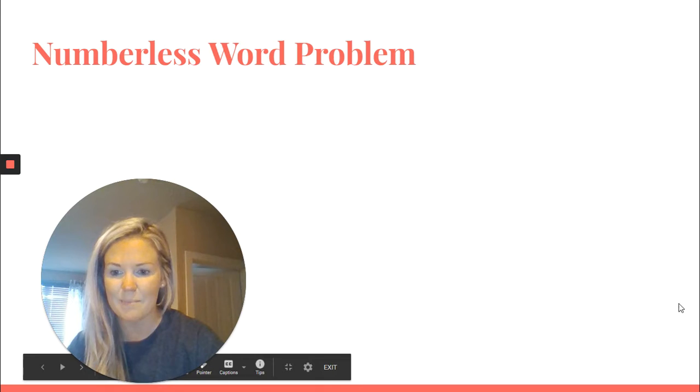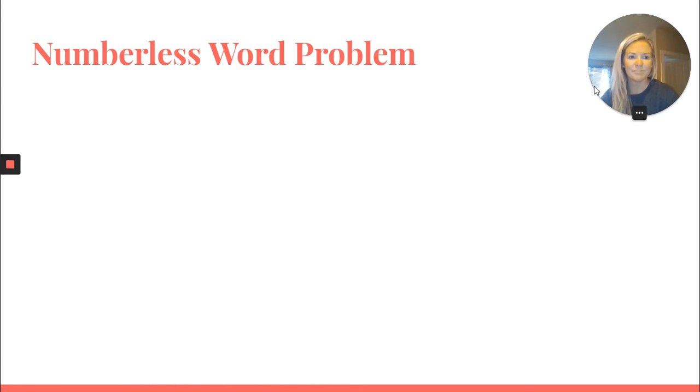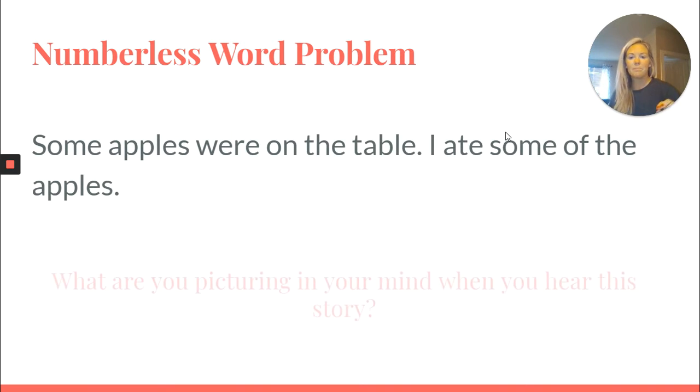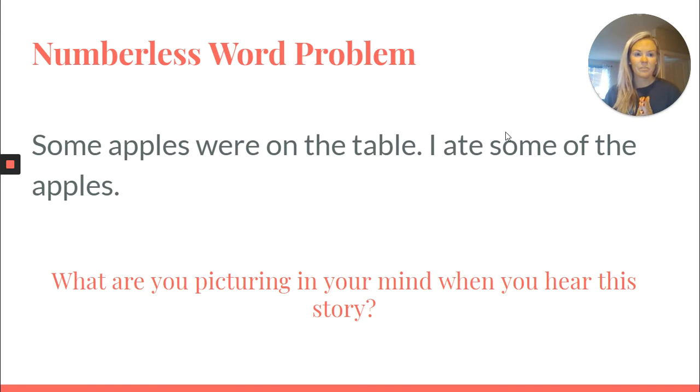Okay. Smaller, so you can see. Okay, some apples were on the table. I ate some of the apples. So right now in your head, what are you picturing? Some apples. Some is a number. So some could be 4. Some could be 10. So right now, I'm just picturing in my head, some apples were on the table.